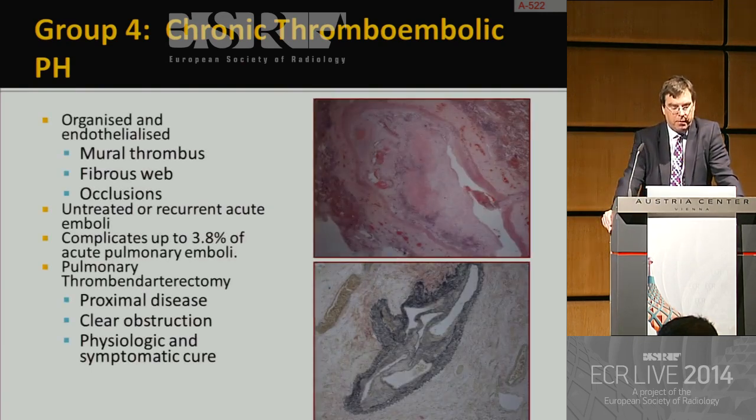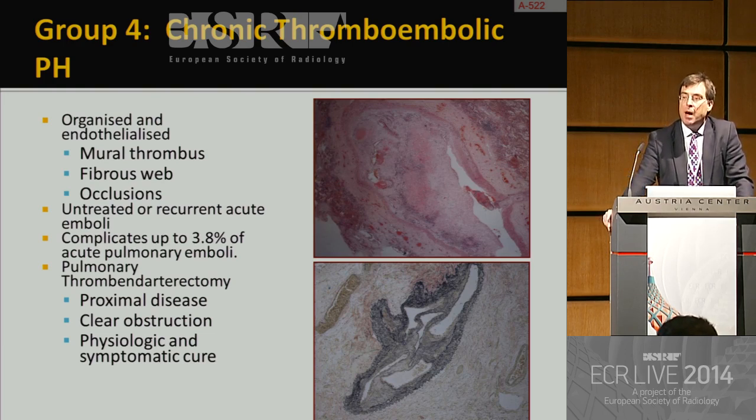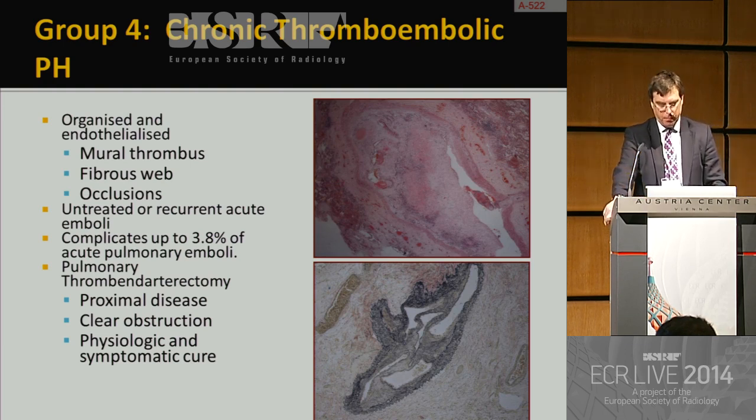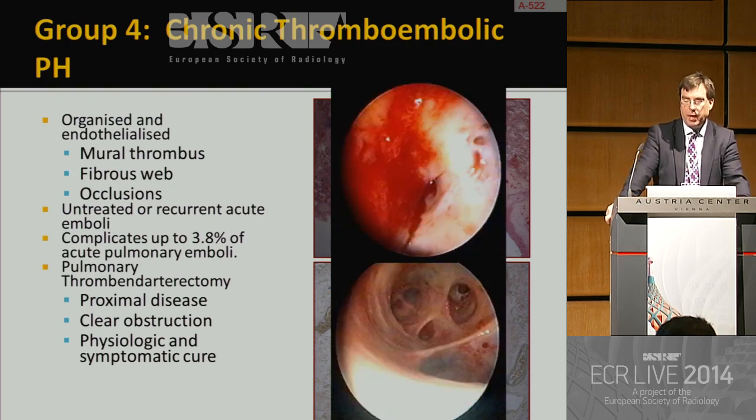Chronic thromboembolic disease has been under-recognized as a reservoir of patients out there with this disease. It complicates up to about 4% of people with acute pulmonary emboli. Those emboli may not fully resorb. They may become endothelialized and recanalize to form the webs you see in the bottom panel there. I'll show you what that looks like to the surgeon looking down the vessel.